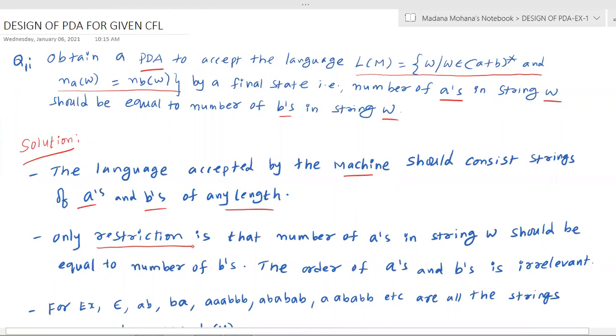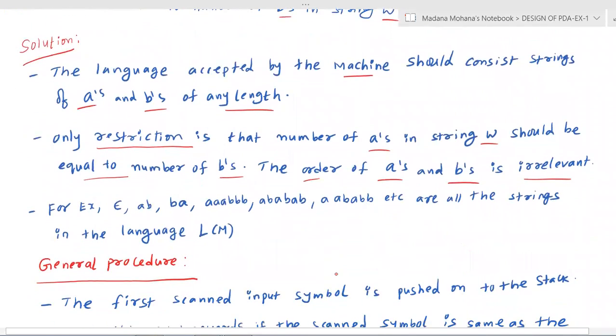So the only restriction is that the number of a's in string w should be equal to the number of b's in string w. This is the only condition that needs to be satisfied, whereas the order of a's and b's is irrelevant. Any order, your string may start with a, your string may start with b. Any order is allowed. But finally, the string consists of an equal number of a's and b's in any order. So the total number of a's in the string and the total number of b's should be equal. That is the only condition needed for the given language.